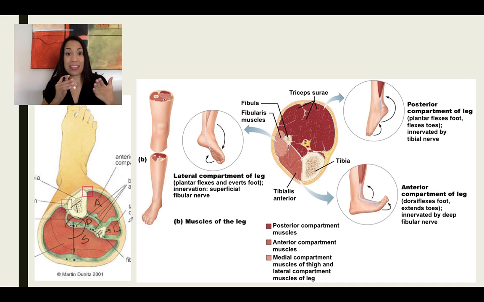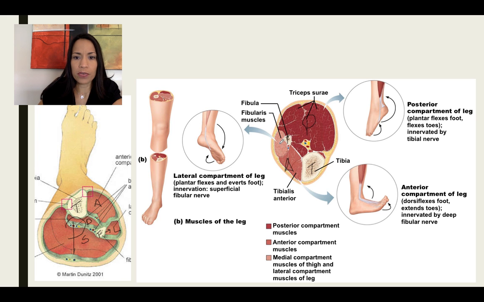So in both the thigh and the leg, we have anterior and posterior compartments. The difference is that on the thigh, we have the medial compartment to adduct the thigh, and on the leg, we have the lateral compartment. Now, this is the cross-section that you have in your books. Again, this is the tibia, this is the fibula, this is posterior, this is anterior, and this is lateral.